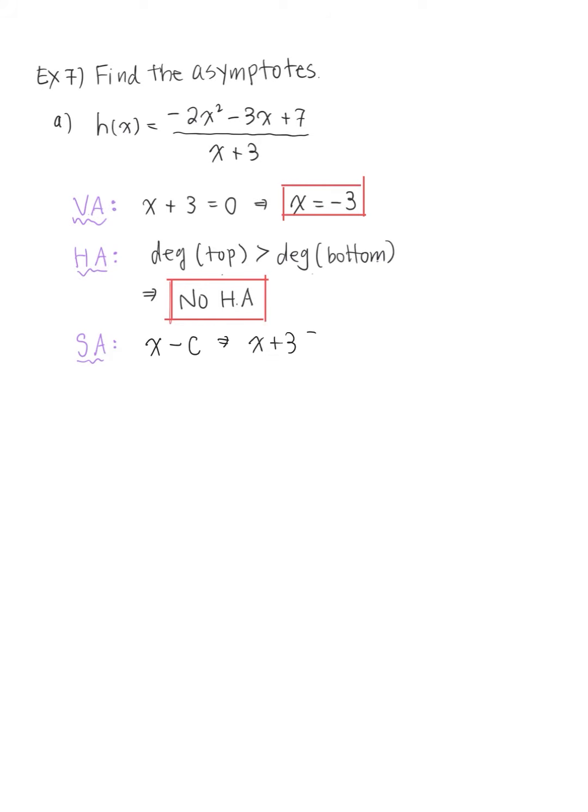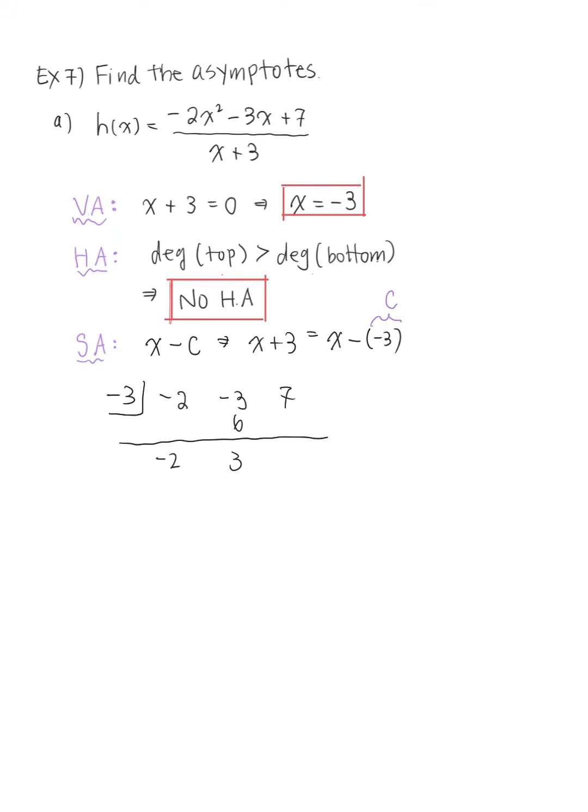Now we can rewrite that as x minus negative 3. So here our value of c is going to be negative 3. So let's go. We got a negative 3. What do we got? Negative 2, negative 3, and a 7. All right. Drop down the negative 2. Multiply with the negative 3. You get 6. Add 3.